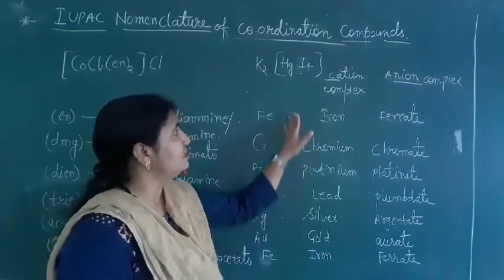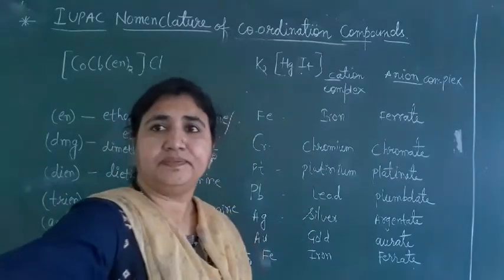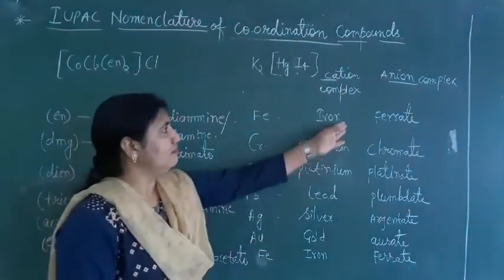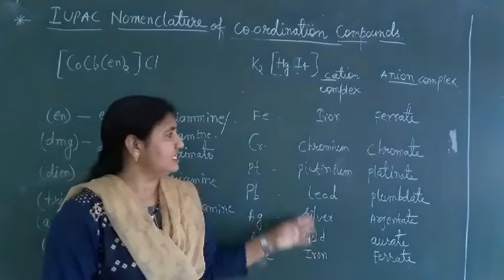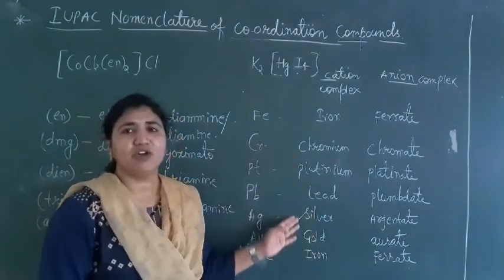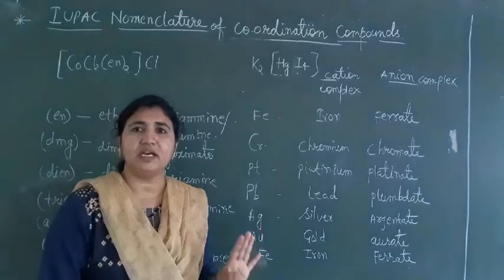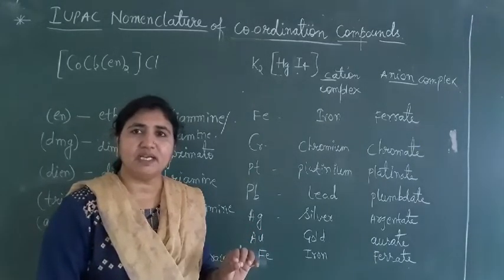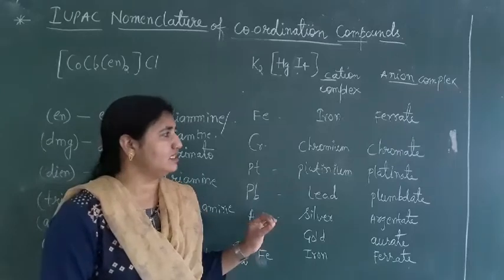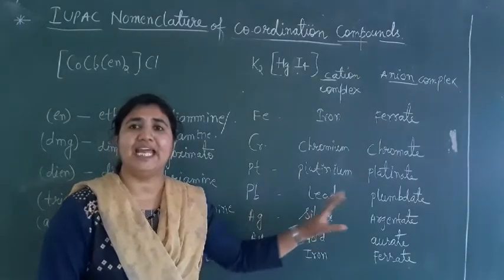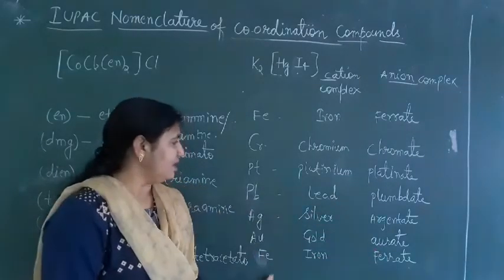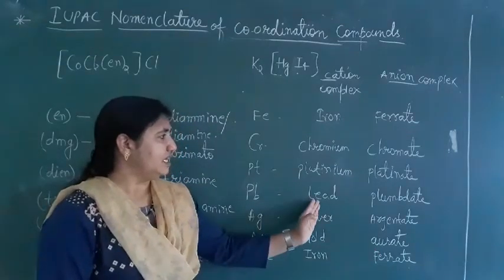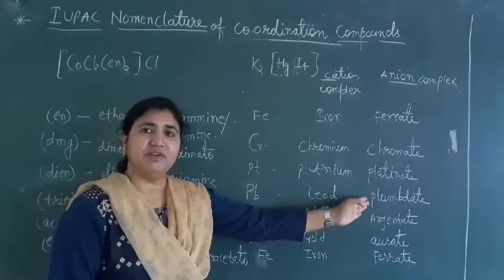Like this you have to name the metals. If it is a cationic complex, you write the metal name as it is, but if it is an anionic complex, you have to add ATE to the metal name. In some cases you have to use the Latin word, like for lead, the name is plumbate.